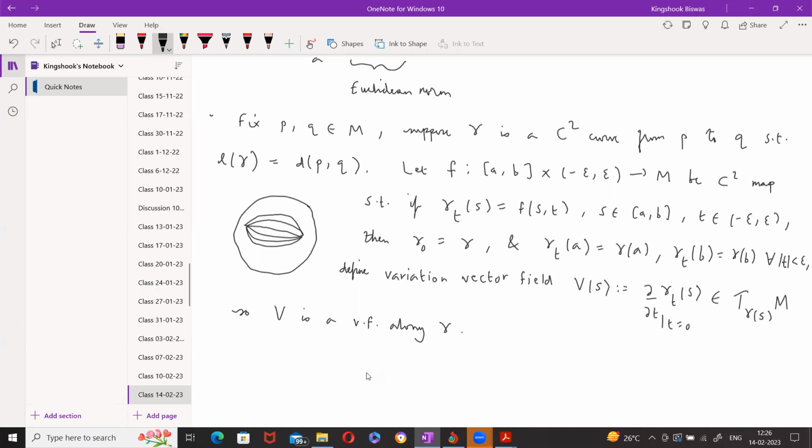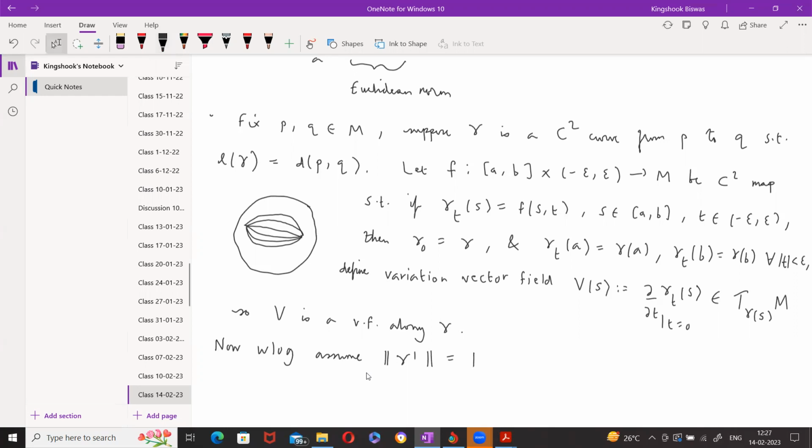Now, without loss of generality, assume that gamma is parametrized by arc length. So we can assume the norm of gamma prime is, say, constant 1, because we know that the length is invariant under reparametrization. So we can always choose the arc length parametrization.